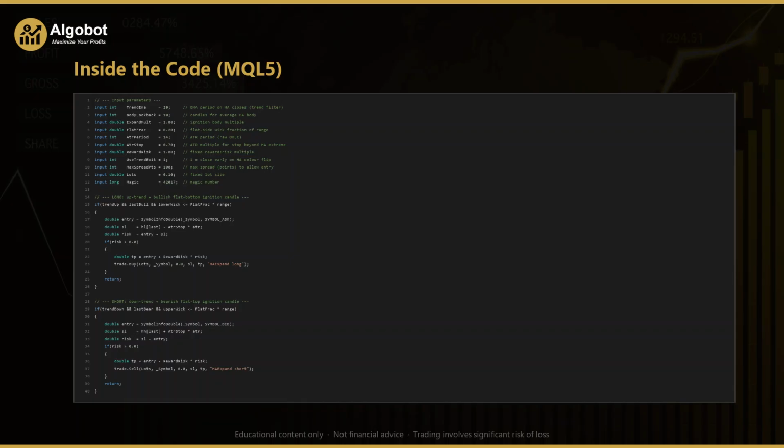Below the inputs are the two signal blocks. The long block reads, if trend up and last bull, and the lower wick is at most flat frac times the range.